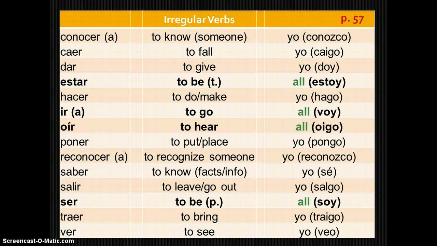Traer means to bring. It's only irregular in the yo, and the yo form is traigo, for I bring. Ver means to see, ver, vision. And so yo veo means I see.